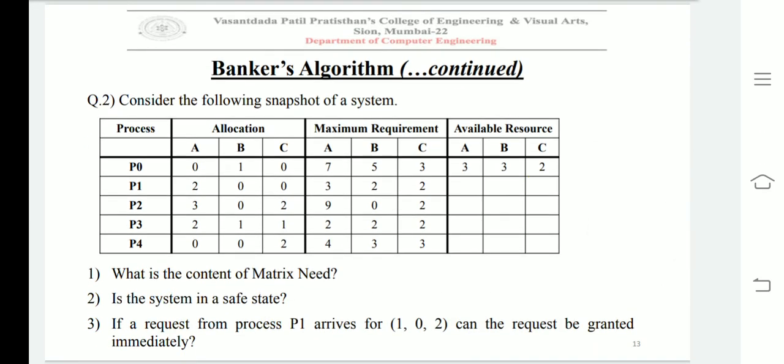So now I am proceeding with example 2. Again you can see the snapshot of a particular system. Here you can see there are 3 instances of the resource as A, B and C. Again we need to find the content of the need matrix. Next, is the system in a safe state, and lastly, if a request from the process P1 arrives for 1, 0, 2, can the request be granted immediately? Let's see.